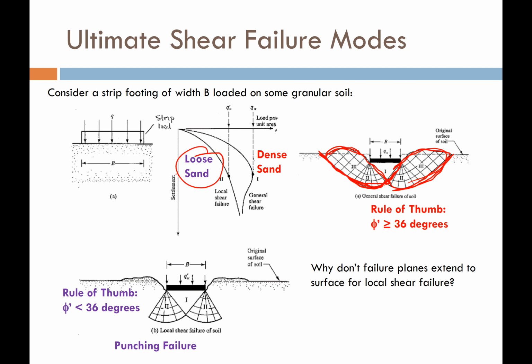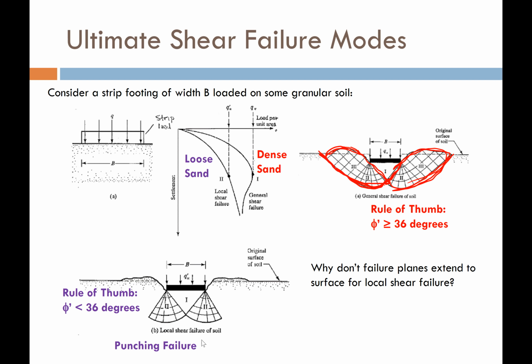But suppose I have a loose sand. What's going to happen is as my soil settles, I'm going to slowly see an increase in bearing capacity until eventually I plunge my load and it just goes down, and I'm not going to get any more resistance from the soil because I've completely failed it. This produces what we call a punching failure or a local shear failure. They both mean the same thing.